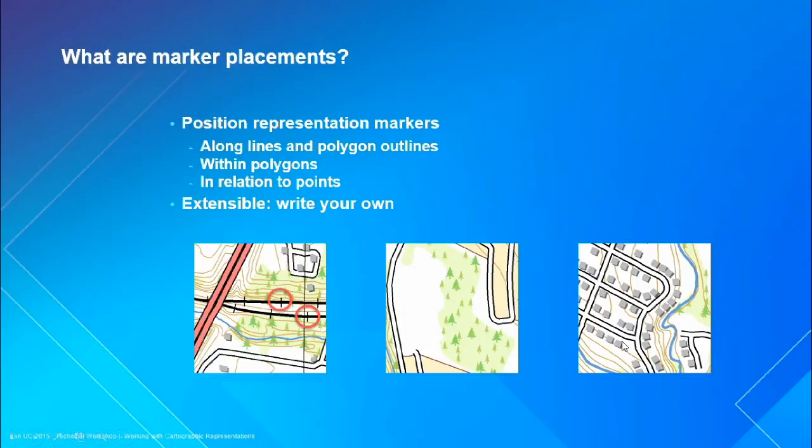So marker placements are kind of similar to geometric effects. They are parts of the symbol. They only come into play when we have a marker symbol layer primitive. So anytime there's a marker symbol layer in your rule, you end up with a marker placement to go along with it, because we need to know how to place those markers. So I've said this already before, that they can be along lines or polygon outlines, within polygons, in relation to points. We're going to see some good examples of that.